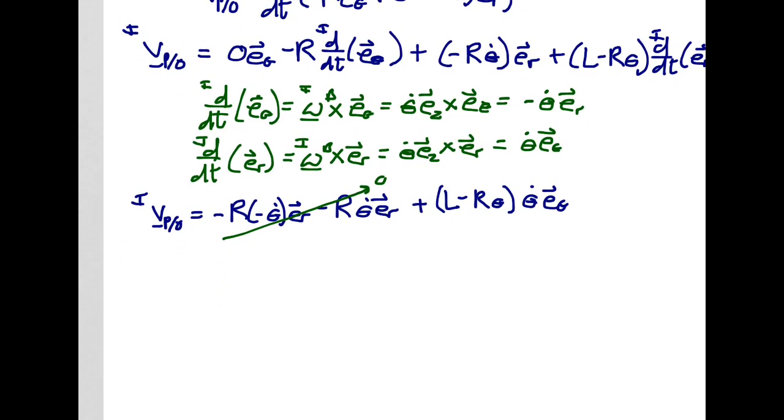And so our velocity of P with respect to O, as observed in the inertial reference frame, is equal to (L minus r theta) multiplied times theta dot, and that's in the e theta direction. All right, let's stop just a moment and make sure that that makes sense to us.